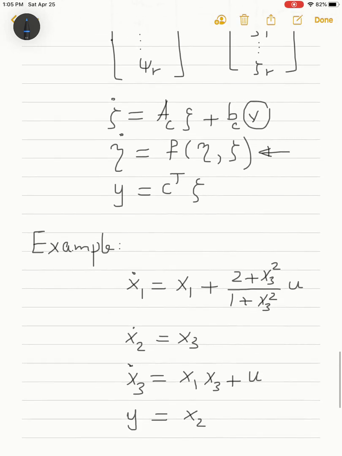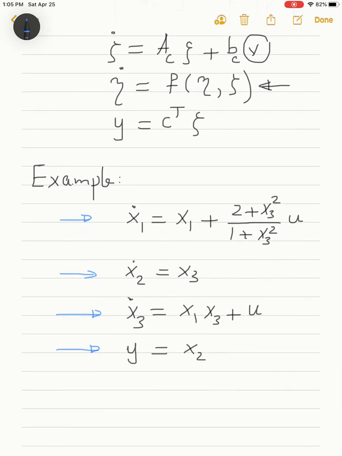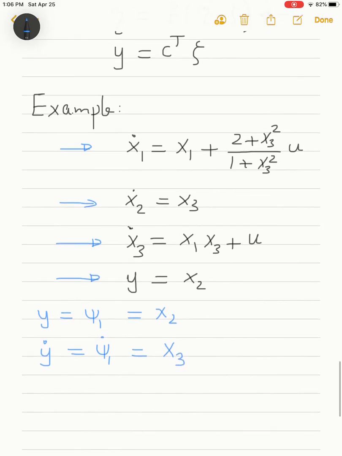So we have here a third order system composed of three state variable equations for x1 dot, x2 dot, x3 dot, and the output y is selected to be equal to x2. Now what we can do is to follow the previous procedure. We will define y as psi 1, and that would be x2. If we take y dot, that would be psi 1 dot, and that's x2 dot, which is x3, and we define that as psi 2.